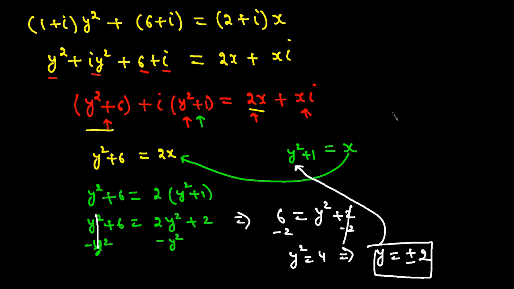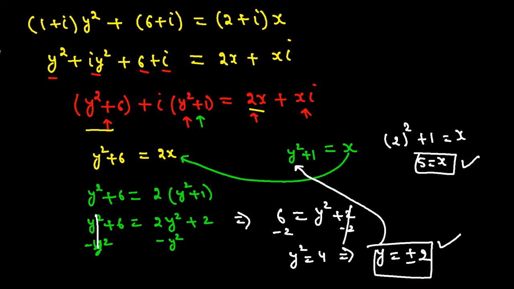Let's do that. So if y is positive 2, plug in positive 2 here. So positive 2 square plus 1 is equal to x. So 2 square is 4 plus 1 is 5. So x is equal to 5. Even if you plug in negative 2 here, the square of negative 2 is 4, positive 4 plus 1 is 5. You still get x is equal to 5. So that's the value of x and y.